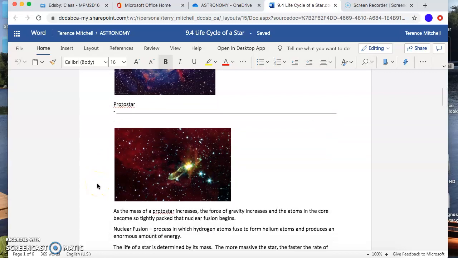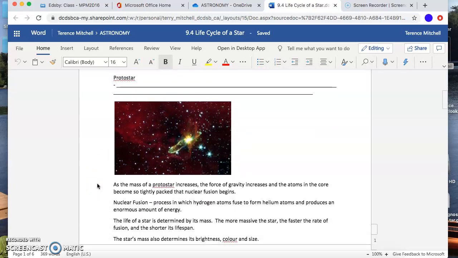Now, as the mass of this protostar increases, the force of gravity increases. The bigger something is, the more mass it has, the more gravity. And the atoms in the core become so tightly packed that something called nuclear fusion begins. Nuclear fusion is when the nucleus of an atom fuses with another nucleus of an atom, and we get whole different atom types.